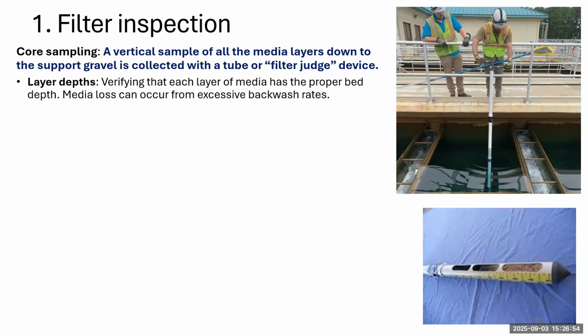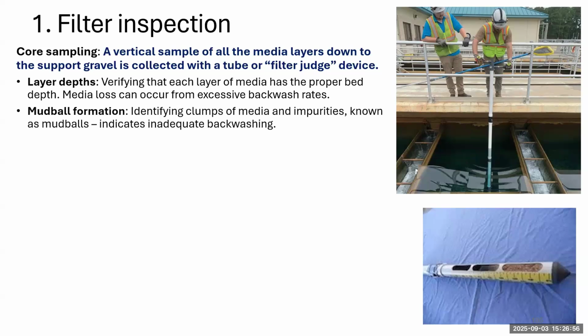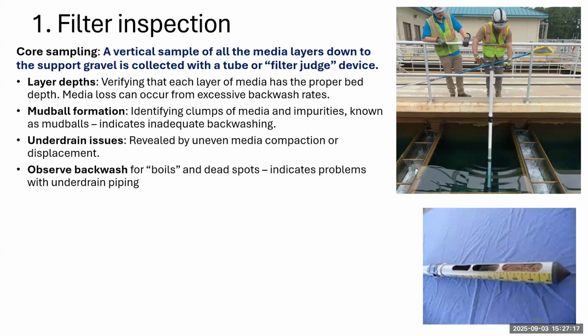We haven't had media loss. You can look to see if there are any mud balls or impurities that have been collecting, which would indicate we're not having good backwashing. If you have uneven, mixed up, compacted or loose media, it could mean you have underdrain issues where the water from backwash is not flowing at an equal flow in all spots. There could be a broken nozzle, or there could be a clogged nozzle.